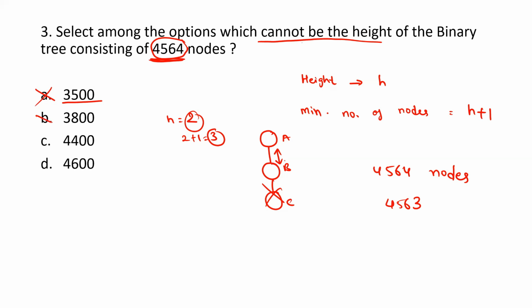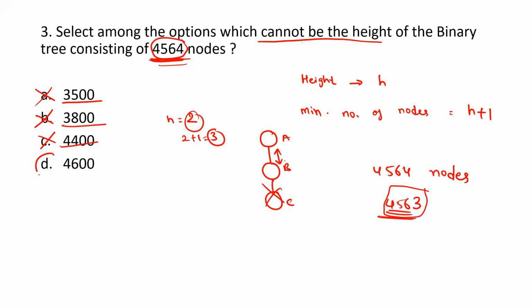And now coming to the second option, this is also not the solution to this question, because the maximum height that will be obtained will be 4,563, and you are having only 3,800 as height, right? And you are having 4,564 nodes. You will possibly be able to create a tree which is having height 3,800, because you can make height up to 4,563. Now, going for the third option, we have 4,400 height, which is still less than the height 4,563. So still this cannot be the answer to this question.